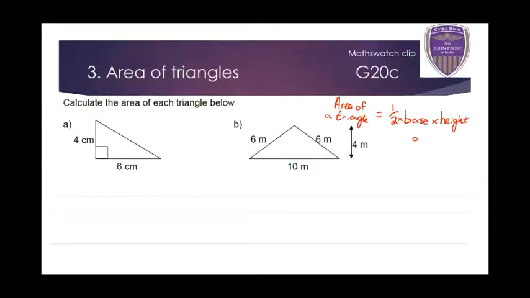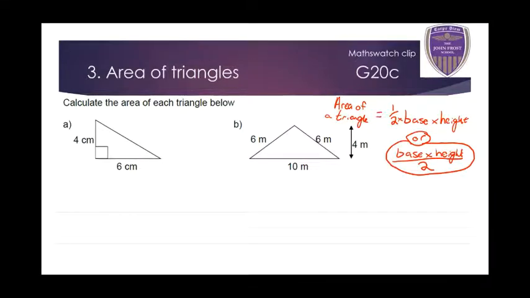Okay, or you might have seen it as base times height divided by 2. So there's two different ways you can think of the area of a triangle. It's either half times the base times the height, or base times height divided by 2, whichever one you find easier. I quite like using this one, base times height divided by 2. So that's what I'm going to do for this one.